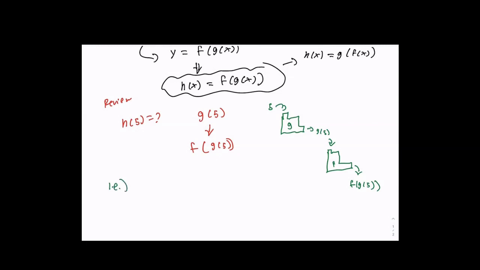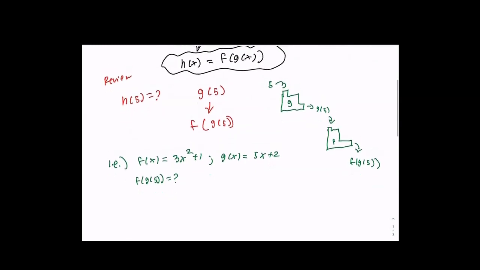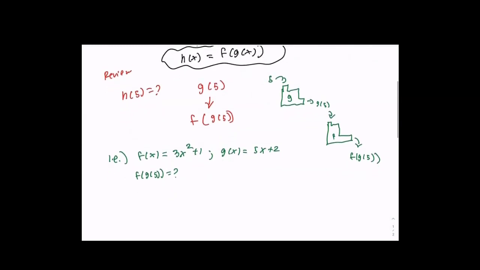For example, if I told you that f of x was 3x squared plus 1, and g of x is 5x plus 2, and I said, okay, what is f of g of 5? Now, this is just a straight algebra question. There will be a calculus connection to it, but that's why I want to review first. There are two ways you can do this.